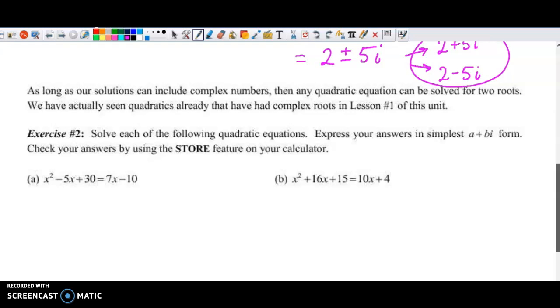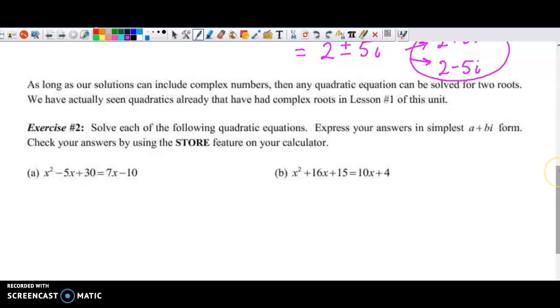I don't think I'm going to check any more of my answers now, but we're going to practice the same thing. And as you recall from previous sections, we had to get the equation equal to 0 in order to do the quadratic formula. So we've got to subtract 7x and add 10 over to cancel those out. So we're looking at x squared minus 12x plus 40.